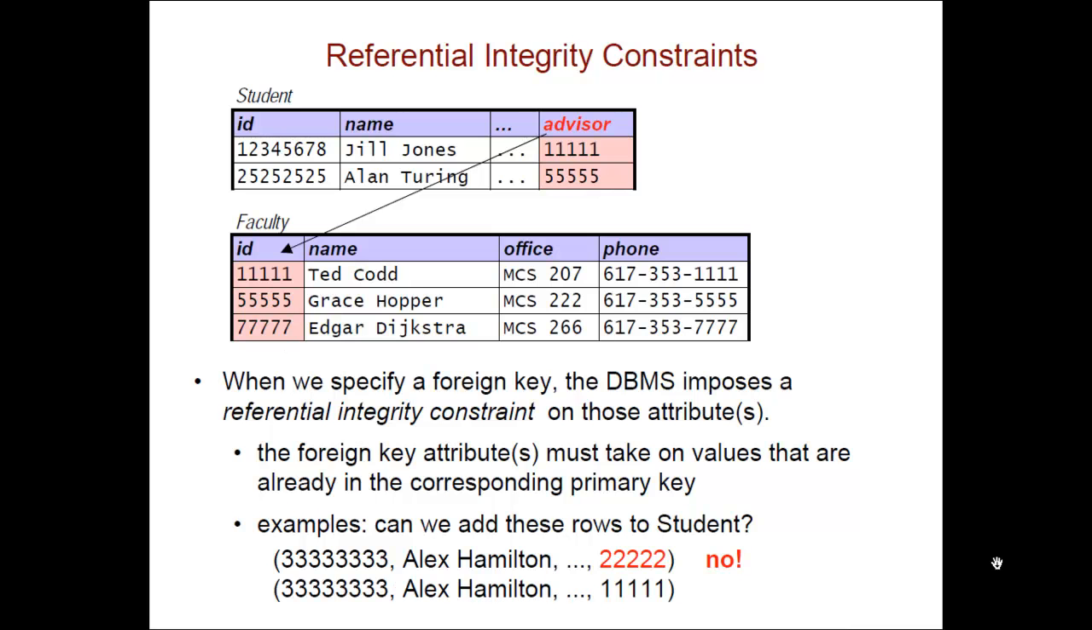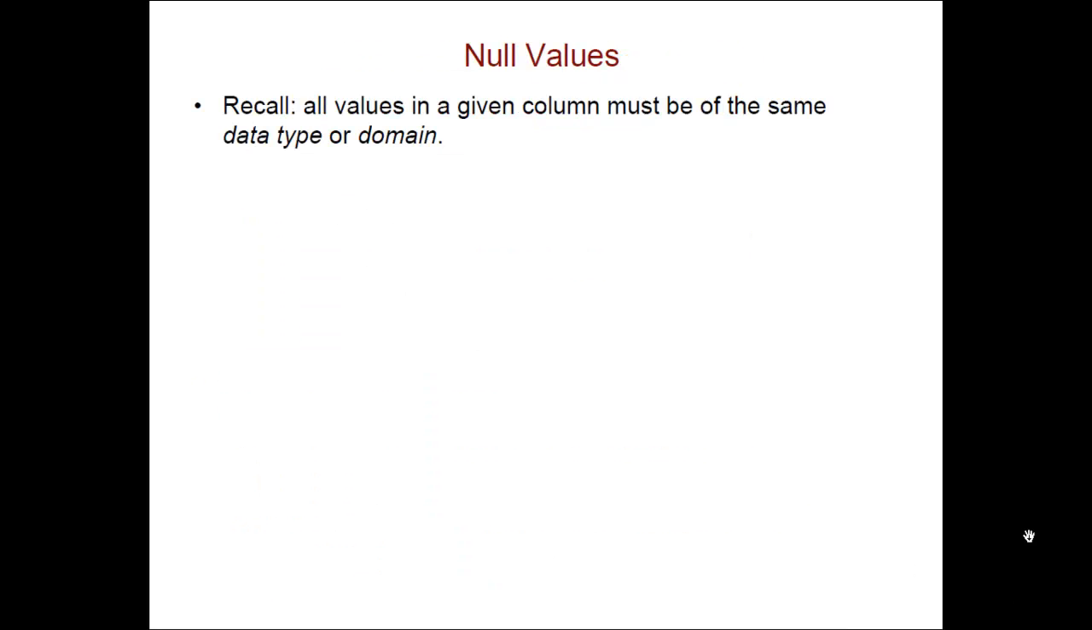If we look at this tuple, however, the primary key value is fine, so uniqueness constraint is not a problem. And if we look at the foreign key value, the one for advisor, that does refer to a faculty member because that value is being used as an ID number for an existing faculty member, and therefore we are allowed to add that tuple.